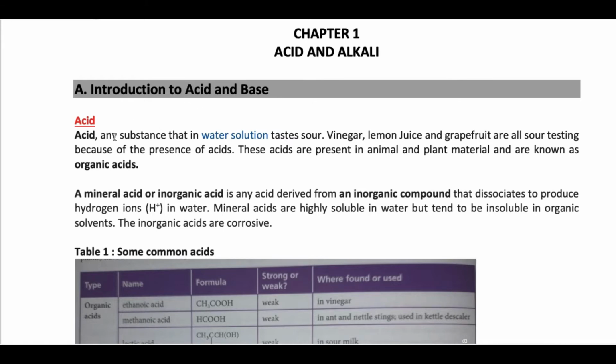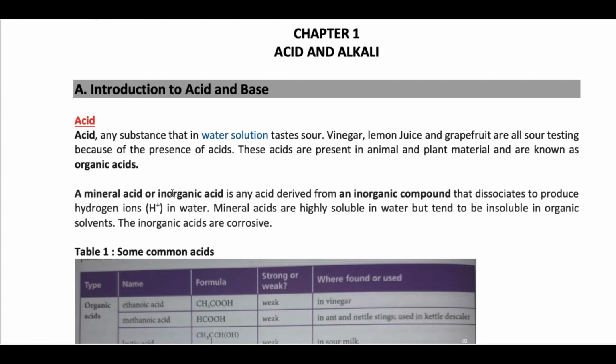Acid is any substance that tastes sour in water solution. Vinegar, lemon juice, and grapefruit are all sour tasting because of the presence of acids. These acids are present in animal and plant material and are known as organic acids.